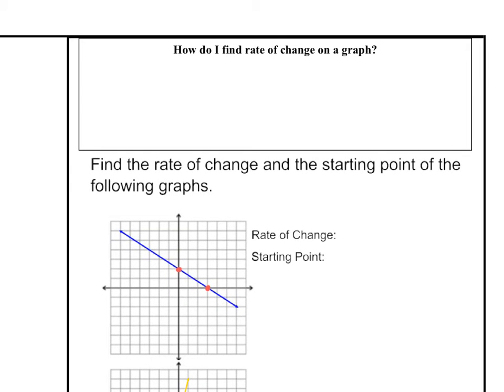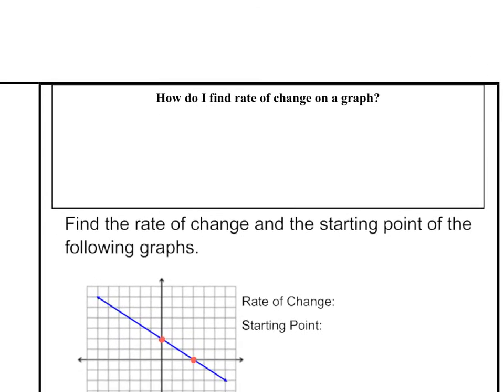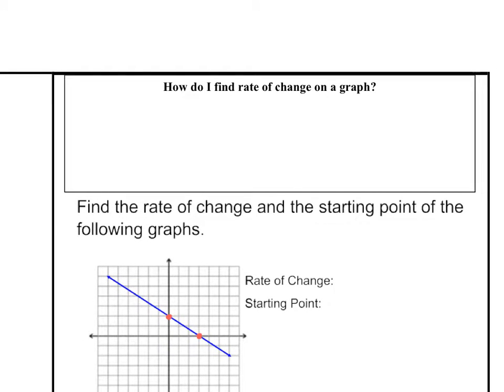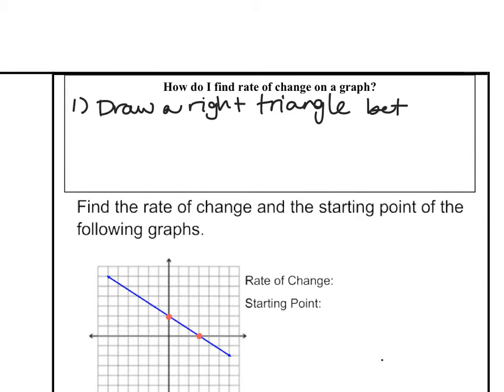Now we're going to talk about how to find rate of change on a graph. Since today we already have our 2 points on a graph, I will do that for you on your homework as well. First thing we're going to do is draw a right triangle between the 2 points, just like we did with the Pythagorean theorem.